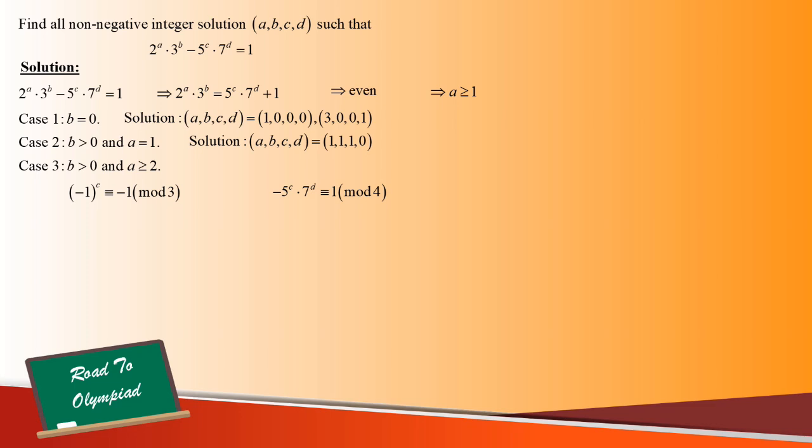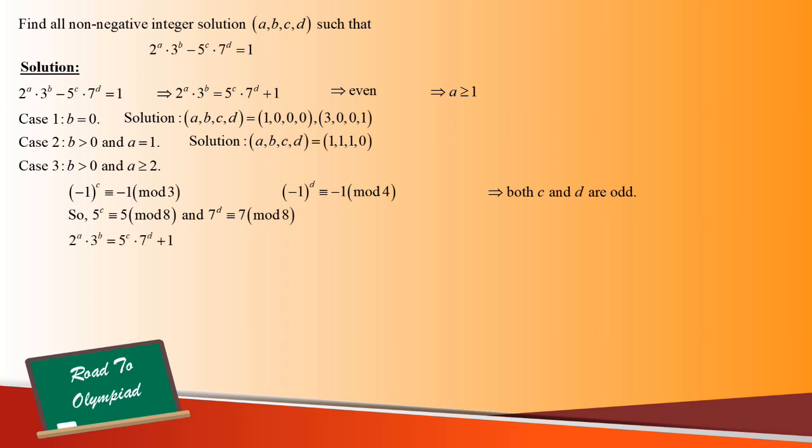Similarly, the second equation is simply 5 to the power of c times 7 to the power of d is equal to negative 1 mod 4. And since 5 is equal to 1 mod 4 and 7 is equal to negative 1 mod 4, we can simplify the equation into negative 1 to the power of d is equal to negative 1 mod 4. Both equations tell us that both c and d must be odd numbers. And thus, we can have 5 to the power of c is equal to 5 mod 8 and 7 to the power of d is equal to 7 mod 8.